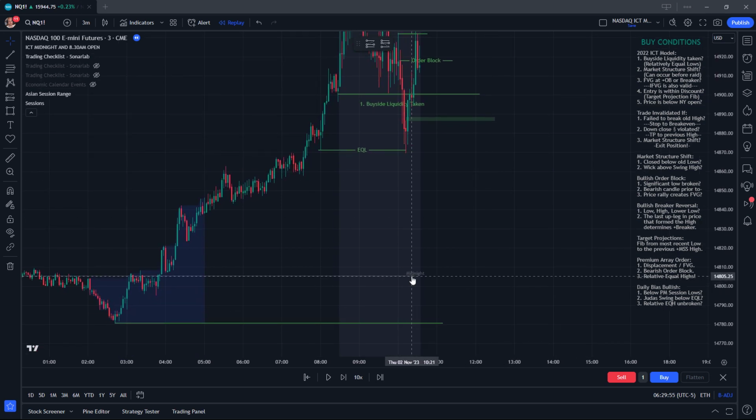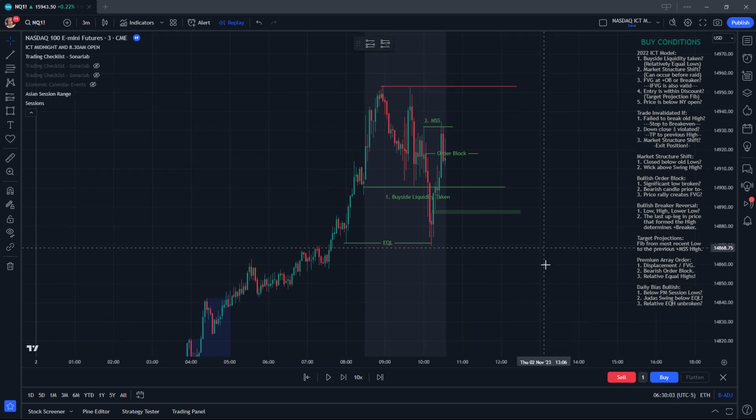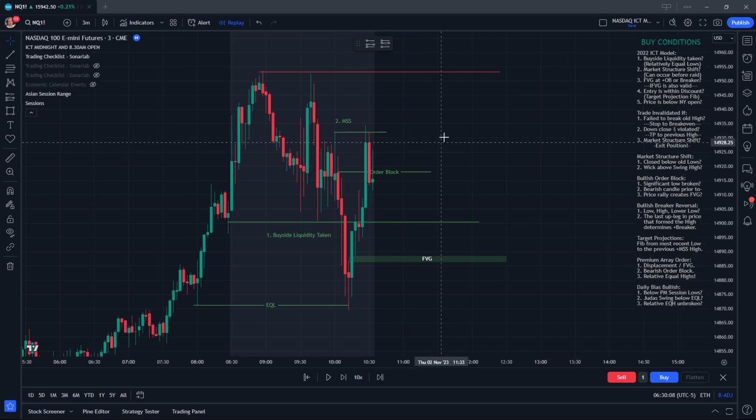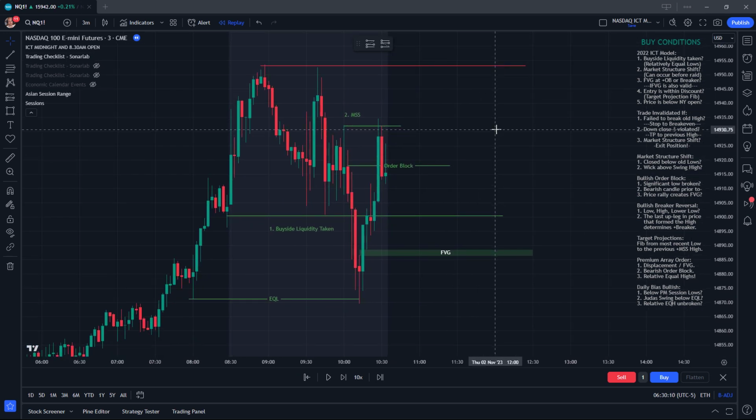The idea is that if price comes below the New York Midnight Open, that's a kind of area that we can consider like a discount in the range. So we're not actually going to be able to take this trade, so we're really just going to be sitting on the sidelines here.